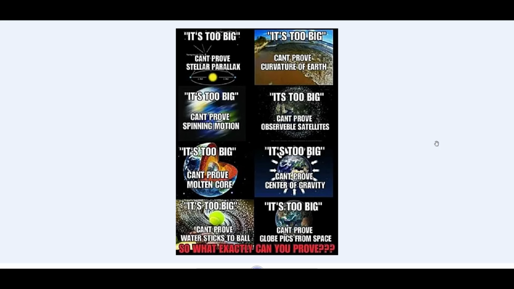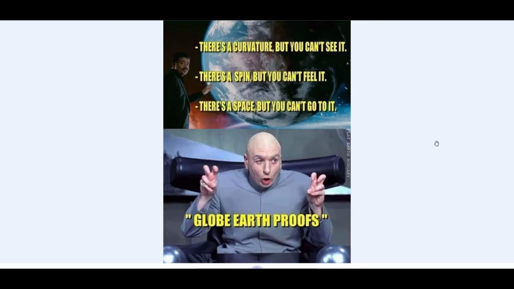It's too big. Can't prove spinning motion. It's too big. Can't prove molten core. It's too big. Can't prove water sticks to a spinning moving ball. It's too big. Can't prove curvature of Earth. It's too big. Can't prove observable satellites. It's too big. Can't prove center of gravity. It's too big. Can't prove globe pics from space. So what exactly can we prove on the spinning ball Earth with curved water, CGI computer graphics?